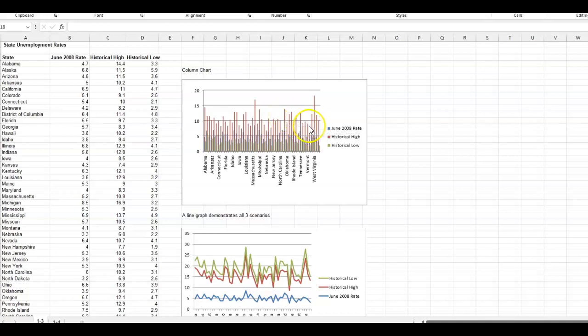Okay, good afternoon. I promised you that I would post something to help you get started with the homework, and this will be it. So, what I have pulled up is what your column chart should look like.